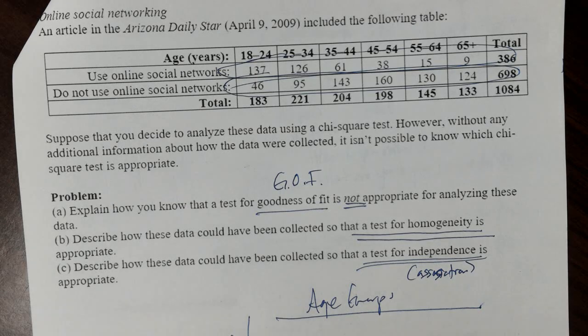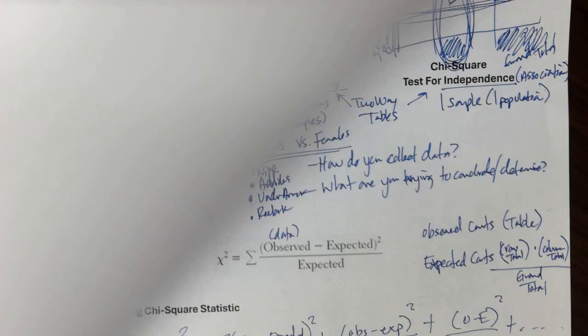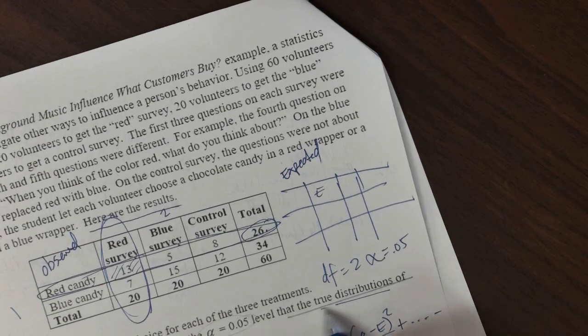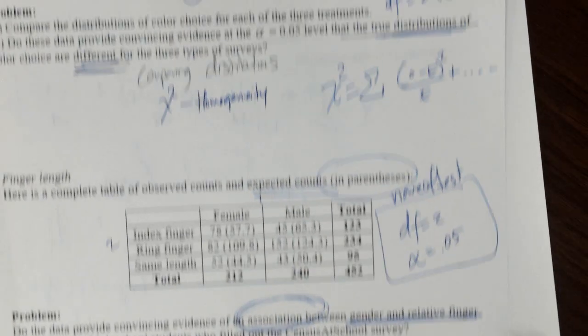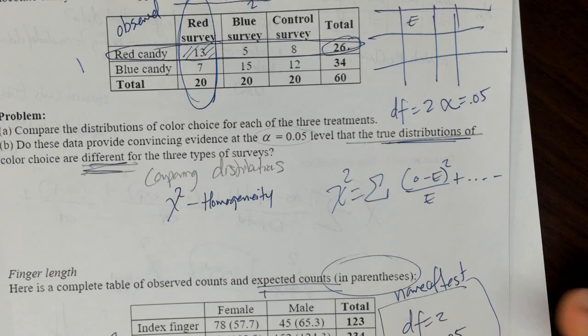But if you can identify from the problem, right? If you can identify from the question, right? Are the distributions different? Is there an association? Are they independent of each other? Let that guide you to which test to use.